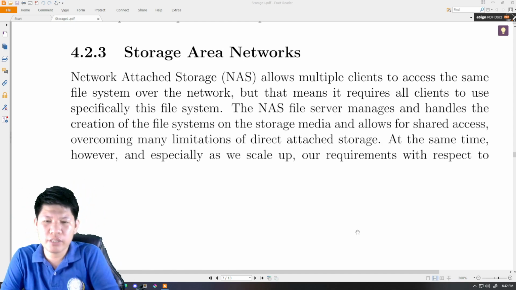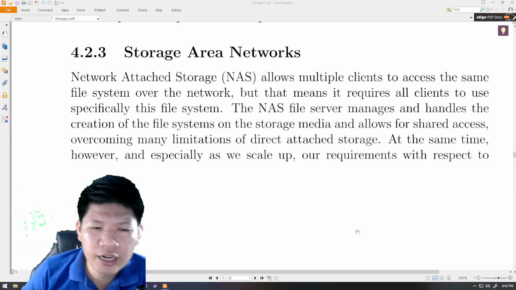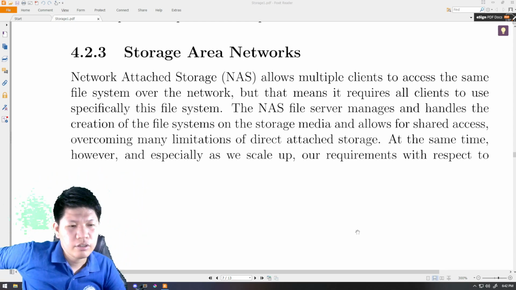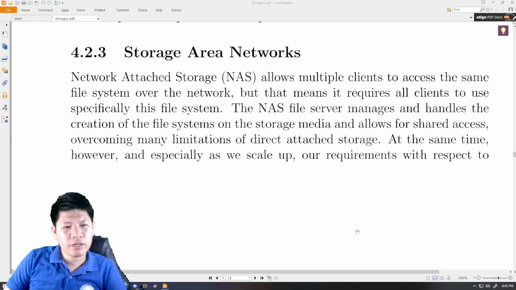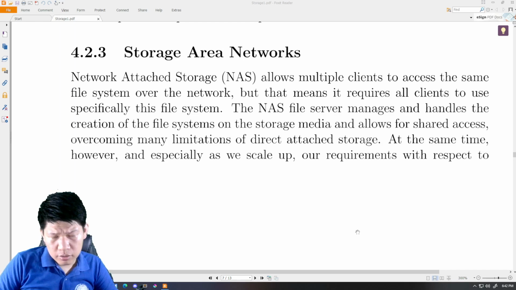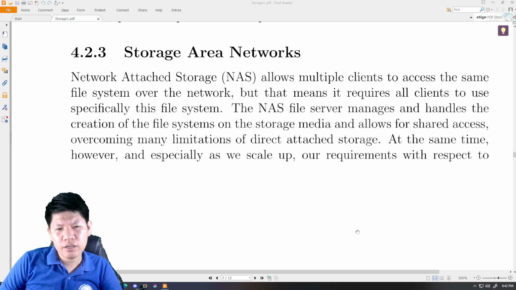For network attached storage, the NAS file server manages and handles the creation of the file system on the storage media and allows for file sharing access. So it can override the limitation if it is compatible with the device, overcoming the limitations of the direct attached storage.